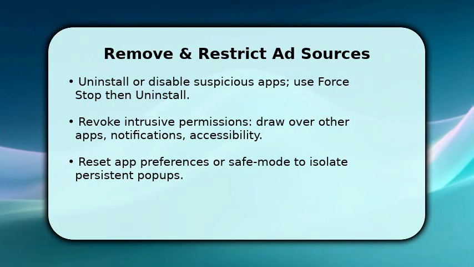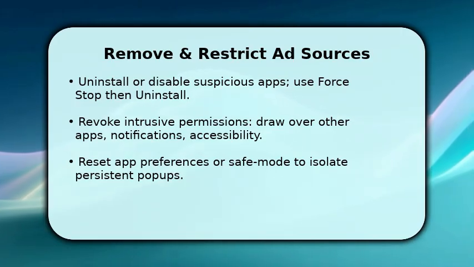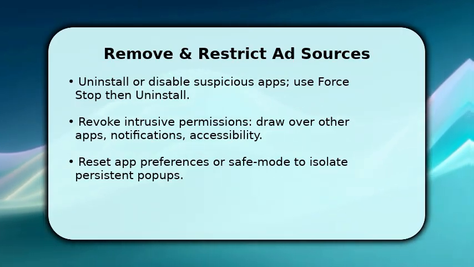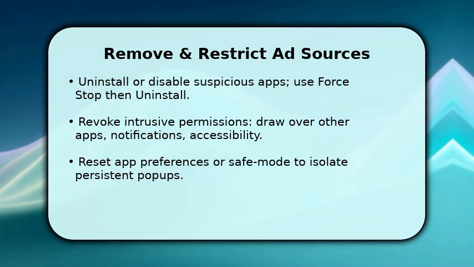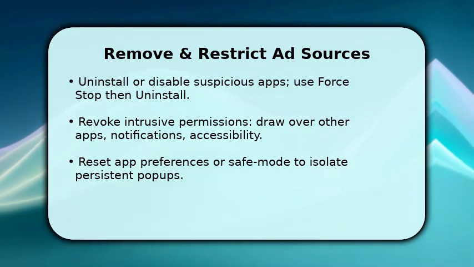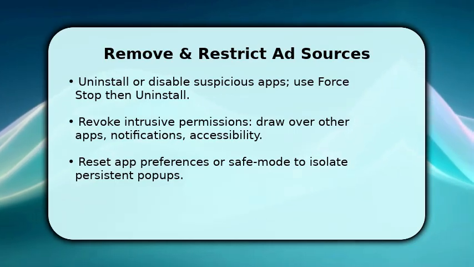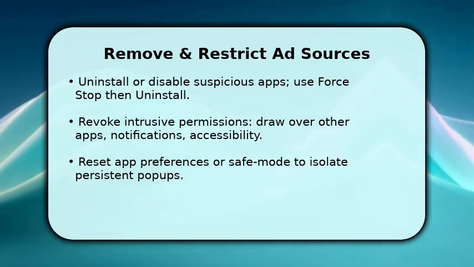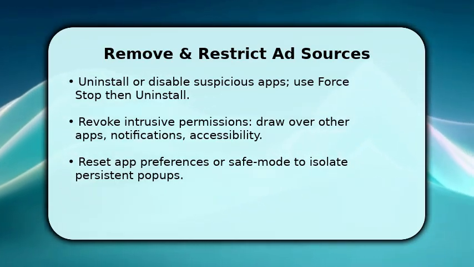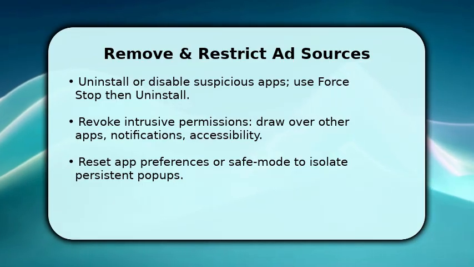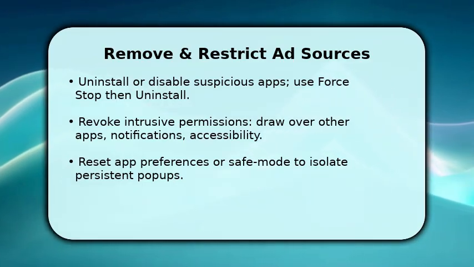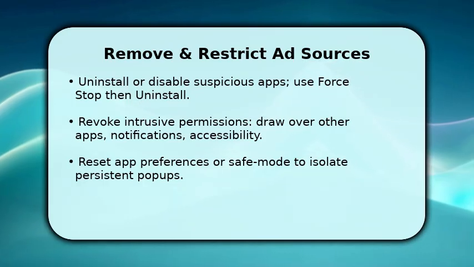Next, uninstall or disable the suspicious apps you identified. Force stop first, then uninstall to avoid crashes. If uninstall is blocked, disable it. Revoke permissions that let ads appear over other apps, like draw over other apps, notification access, and accessibility services, because these enable persistent pop-ups. If pop-ups persist, reboot into safe mode to see if a third-party app is responsible.